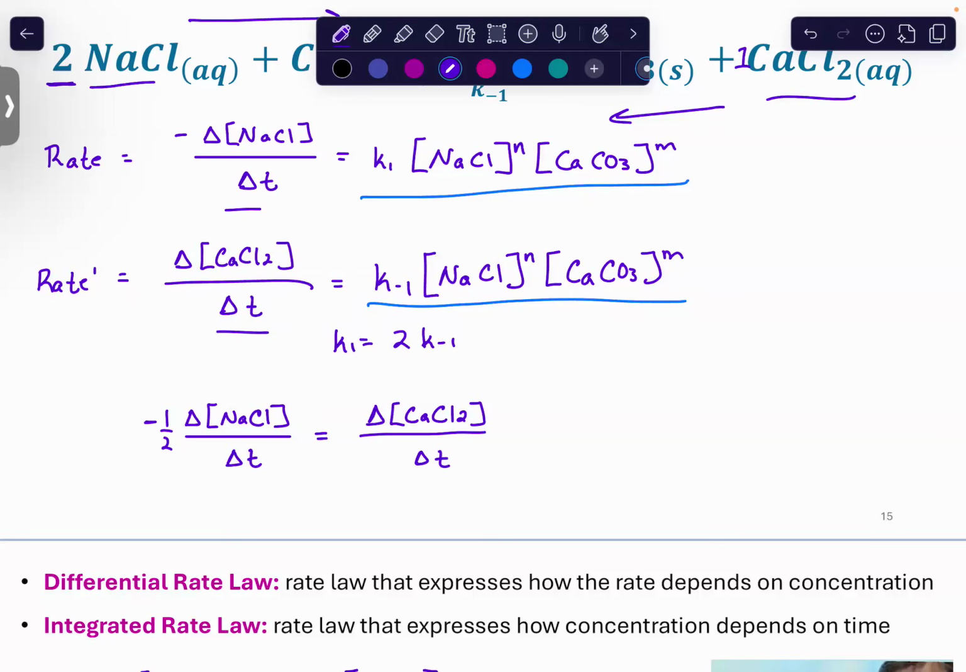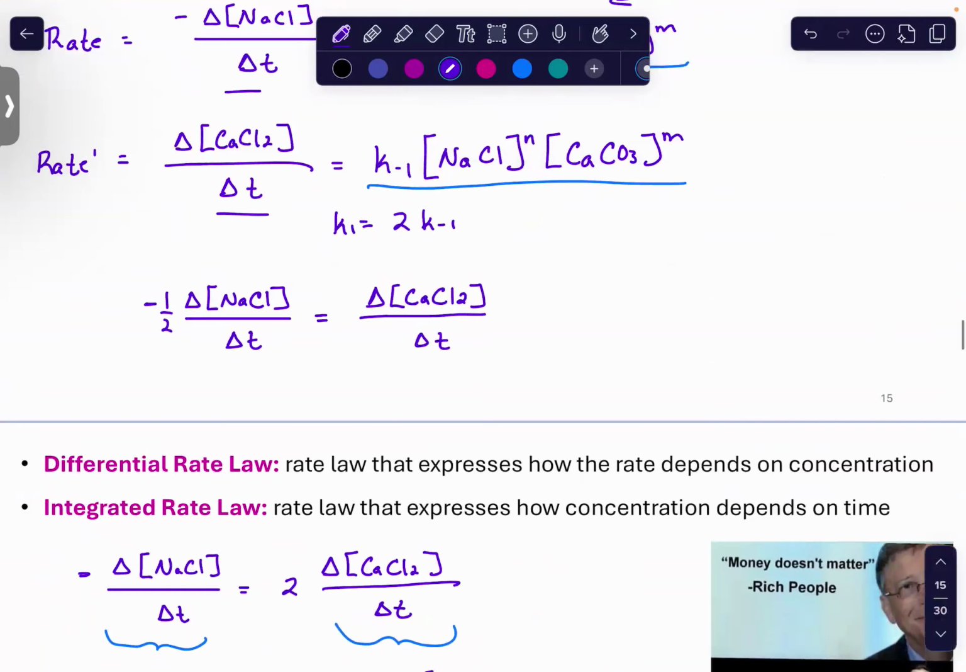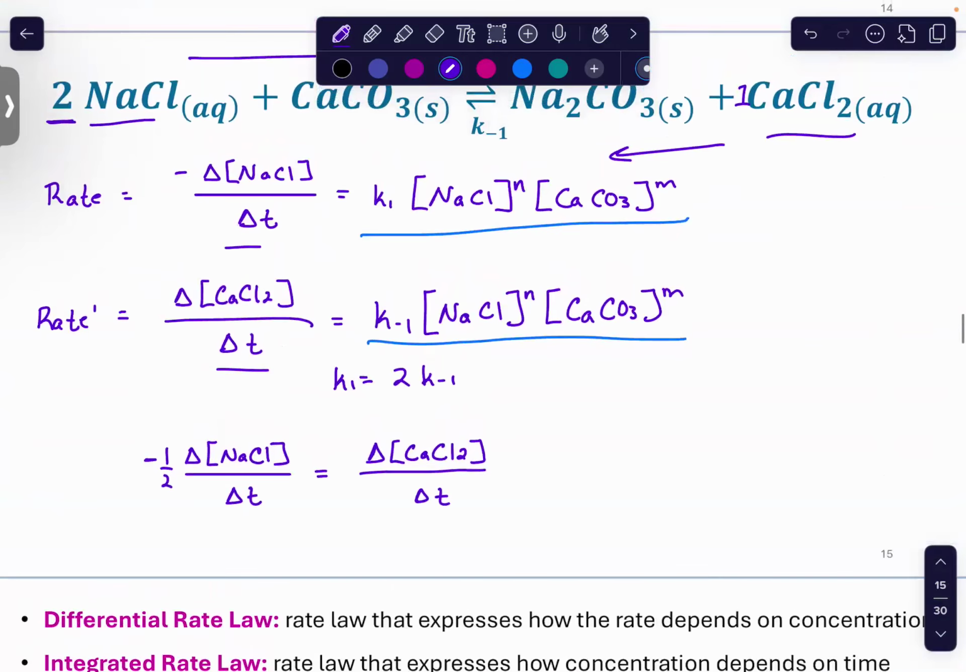Did it? No, it did that because look at the rate law. I was worried about comparing a reactant to a product, the sodium chloride to calcium chloride. But the rate law is always going to be expressed by using the reactants. The difference in the two is, do I use the forward rate constant or the reverse rate constant? So when I substituted for the calcium chloride, I get the same rate just with a different rate constant.